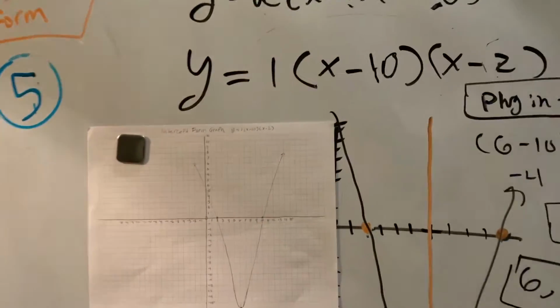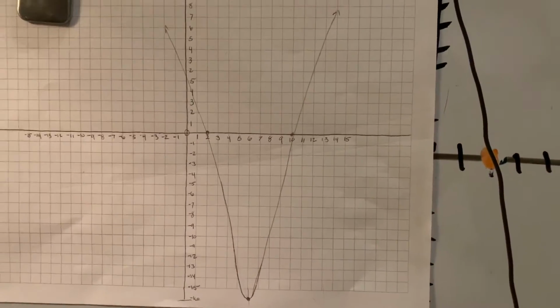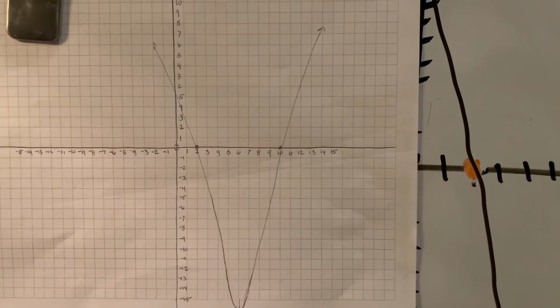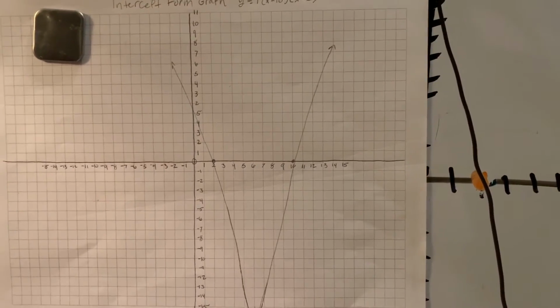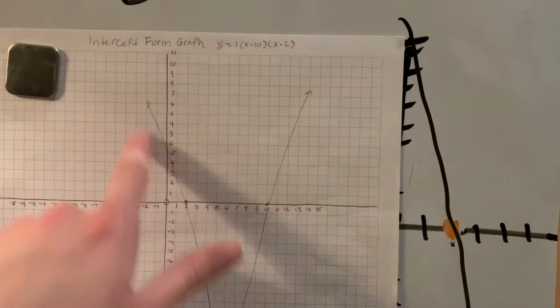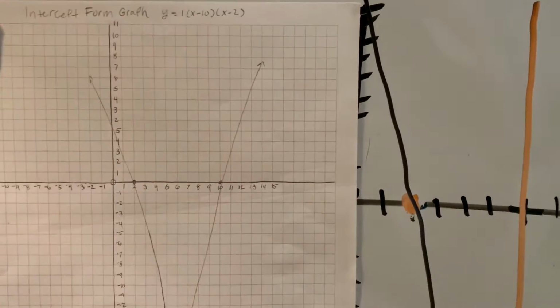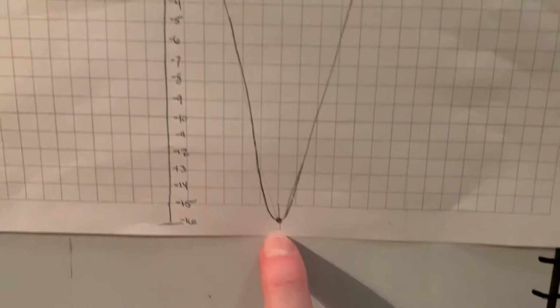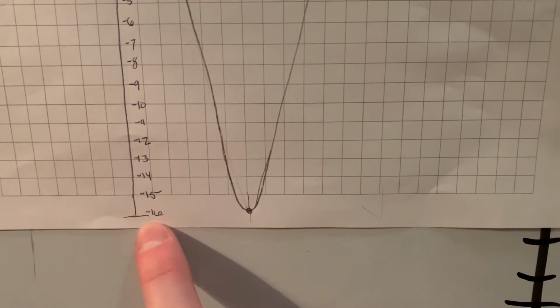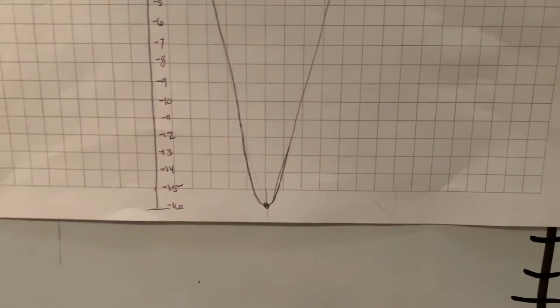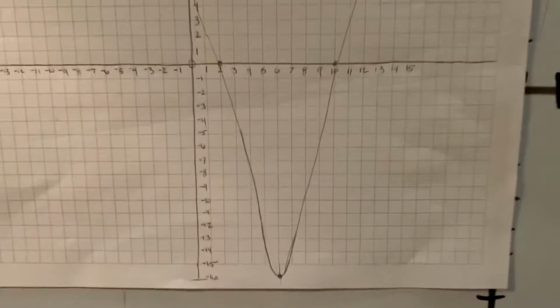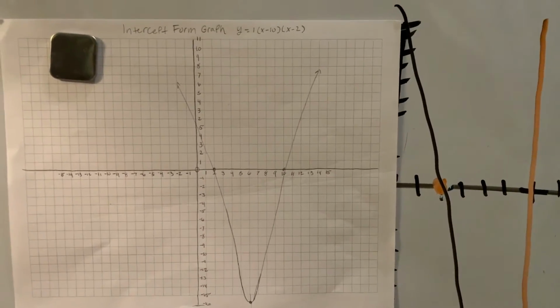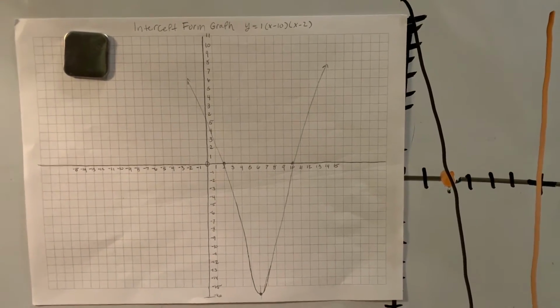All right, step 5. Now that we have our parabola, we can decide if we have a maximum or minimum. When we look here, we really can't determine a maximum because it just keeps going up and up forever. But we do have a minimum. This is the lowest this parabola is ever going to get, which is negative 16. So the minimum for this parabola is negative 16.